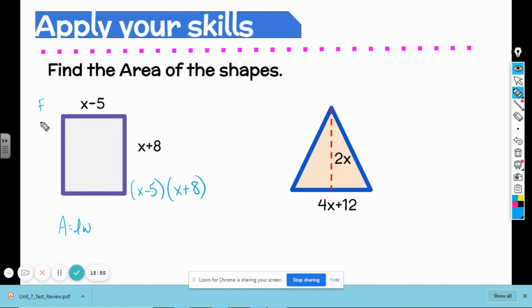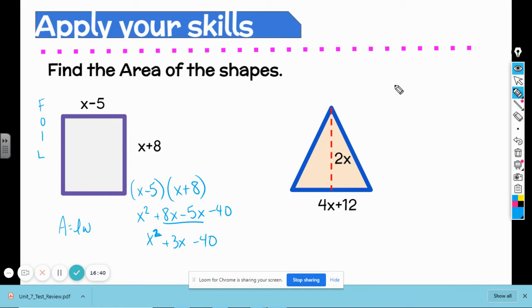Now I'm going to reach back to that first method because I only did it once. The FOIL method, we do the first term times the first term. So x times x is x squared. The outer terms, this is on the outside, this is on the outside. X times positive 8 is plus 8x. Inside terms, this one and this one, negative 5x. And last terms, negative 5 and a positive 8 is negative 40. Combine the inside, x squared plus 3x minus 40. And that is the area of this shape.